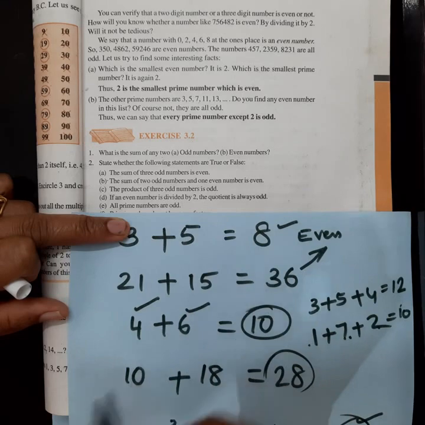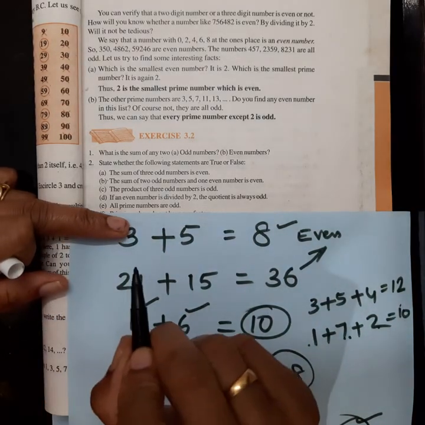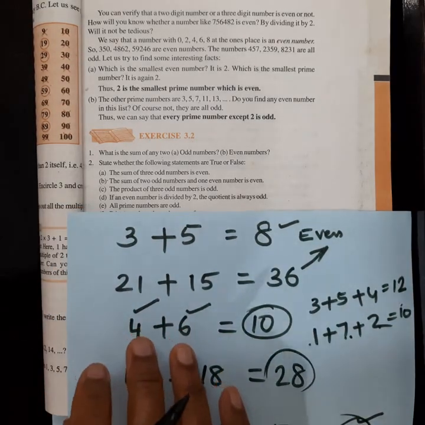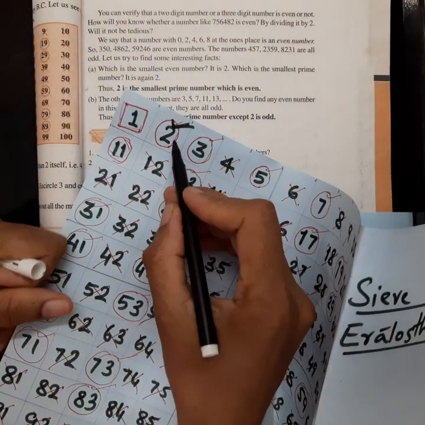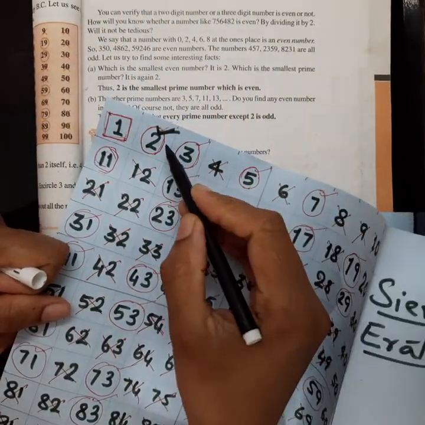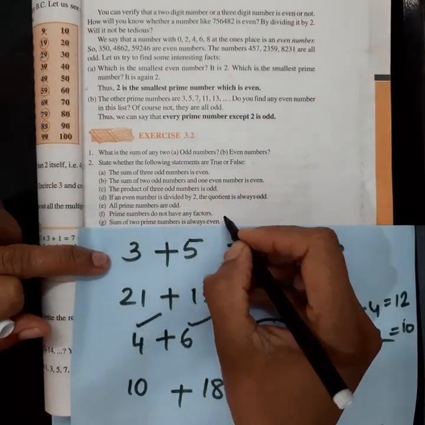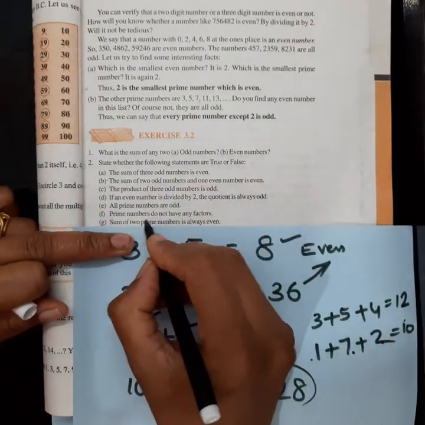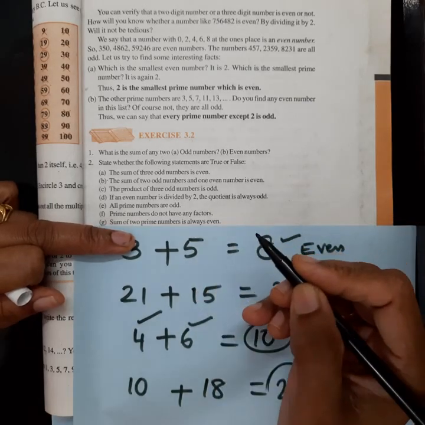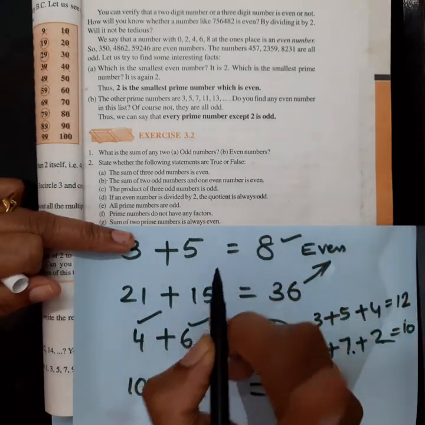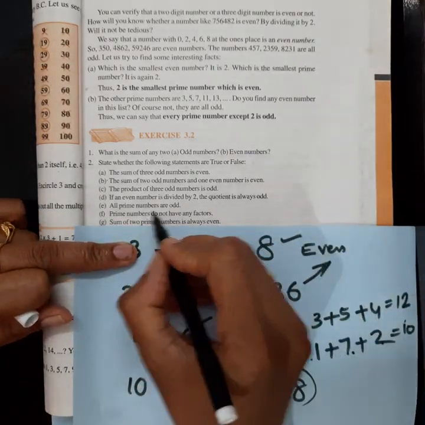All prime numbers are odd. No. 2 is not an odd number, but it is a prime number. So that statement is wrong. Prime numbers do not have any factors: no, a prime number means a number which has exactly 2 factors. So that is also false.